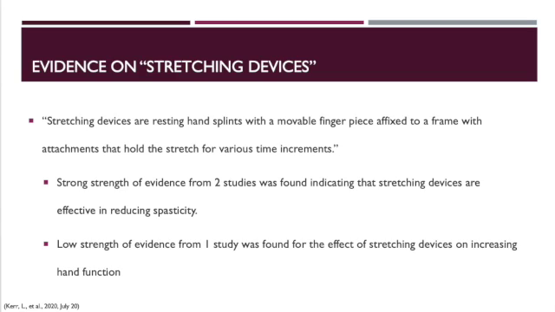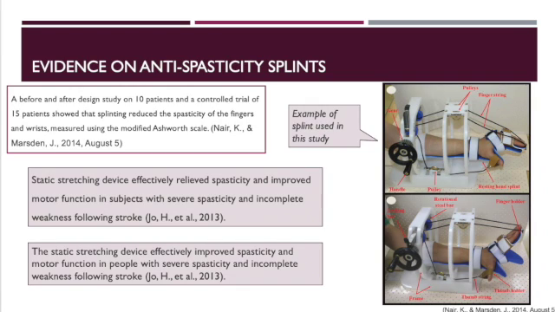The evidence here was mixed. 2 studies suggested a strong strength of evidence, while 1 suggested a low strength. The next slide will focus on one of the 2 articles that suggested a strong strength of evidence. This article actually came up a few different times in articles I was looking at, so I wanted to take a closer look at it.